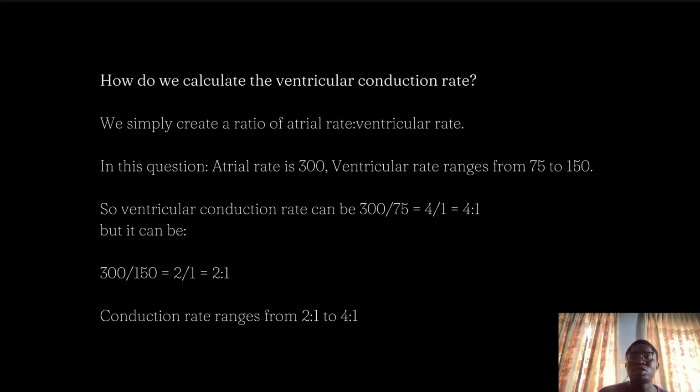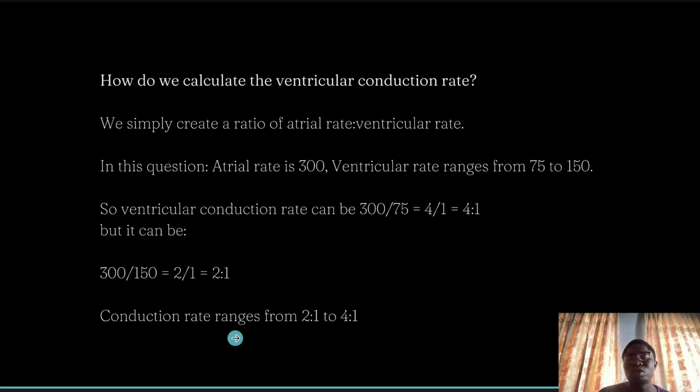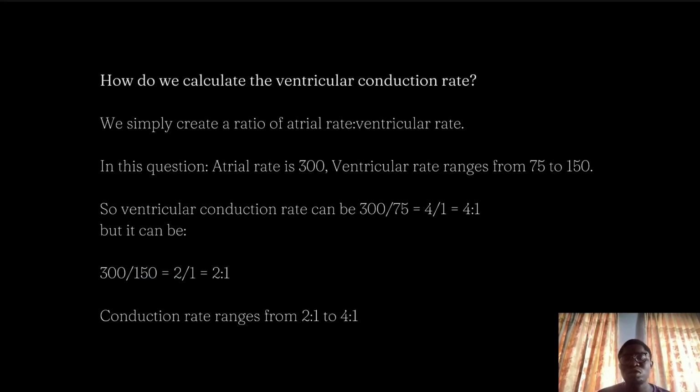So how do we calculate ventricular conduction rate? I explained it briefly in passing, but for these patients, we just simply take a ratio of the atrial rate to the ventricular rate. In this patient, it's 300, and our ventricular rate ranges from 75 to 150. So we can actually develop a range for the conduction rate, right? So it's going to be 300 over 75, 4:1, but it can also be 300 over 150, which is 2:1. So the conduction rate ranges from 2:1 to 4:1.